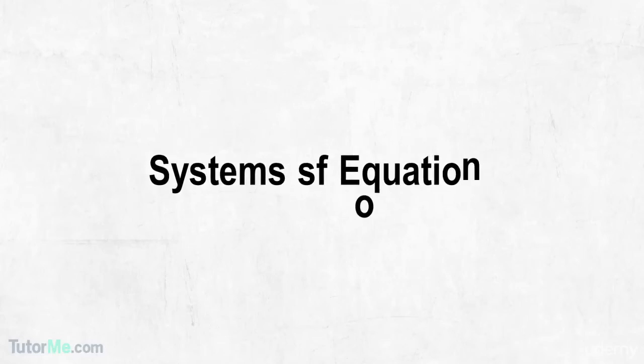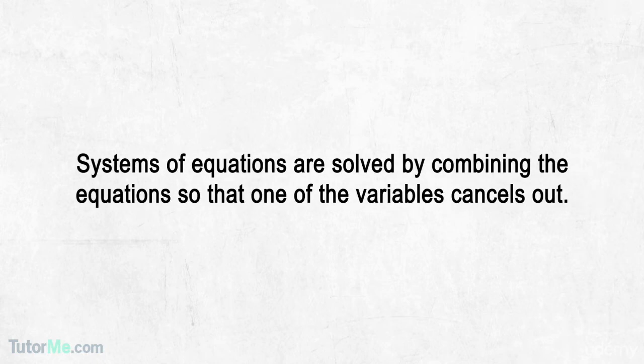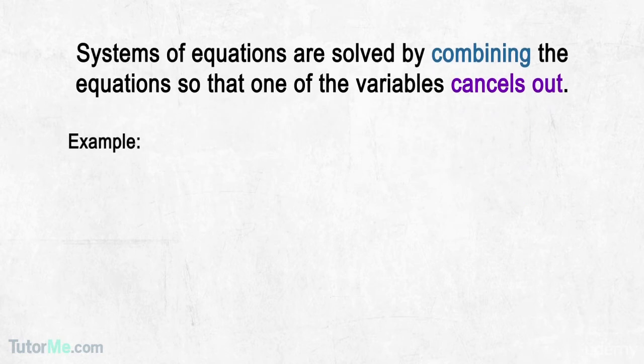Systems of equations is just a fancy way of labeling a set of two or more equations that share the same set of variables. Systems of equations are solved by combining the equations so that one of the variables cancels out. Let's take a look at an example.